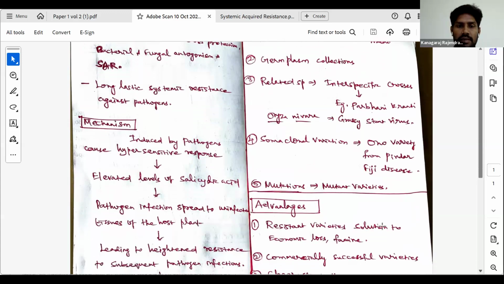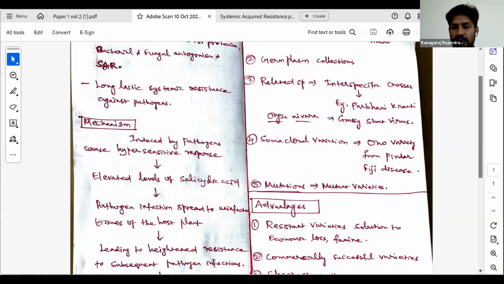The concept is actually like a vaccine concept. Once the plants get infected with any pathogen, they develop an immunological memory. And this memory they keep through their entire life cycle. So again, when the plant is infected by the same pathogen, they provide resistance. So this is the concept of systemic acquired resistance. It's like how a vaccine works in our body.